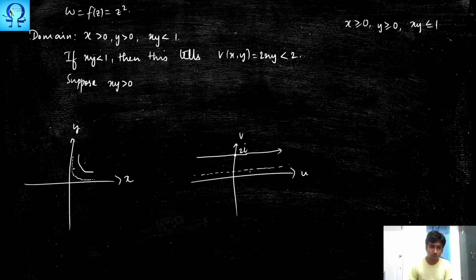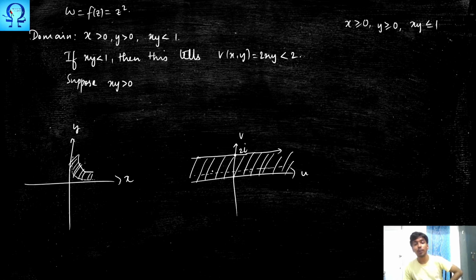Okay, so this region is going to cover a region of this sort, and this region is mapped with the infinite strip, this one, because from 2 to 0 all the points are included, so this is going to map with this infinite strip.